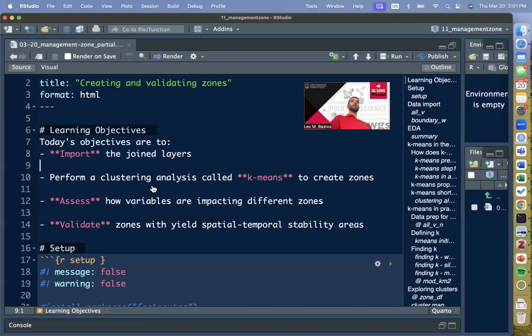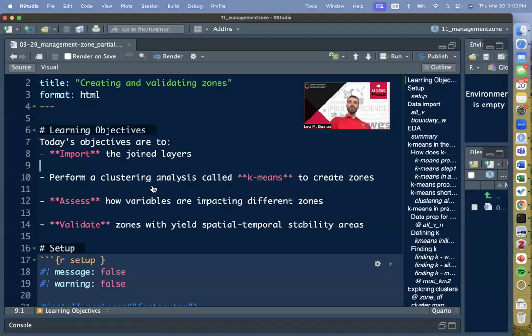There are different algorithms that can be used to create zones. Another popular one is called fuzzy k-means, which is pretty similar in implementation. It's just a different way to assign membership to a cluster. But we're going to be using k-means. It's a pretty common clustering algorithm overall, so that's why I wanted to expose you to that.